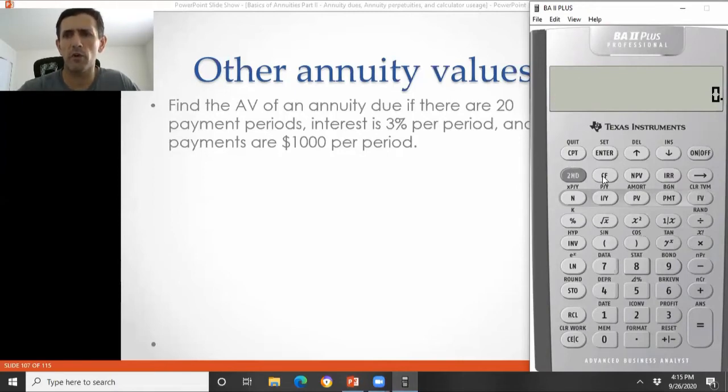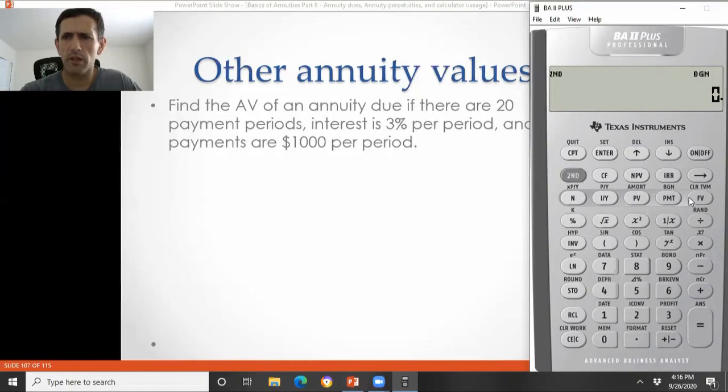So it's fairly straightforward. Let me do clear TVM. And this is an annuity due, so I have to go into begin mode. I don't remember if I mentioned this, but when it says END, it's in end mode, which is annuity immediate mode. Payments are at the end of each period. So we go to second BGN, second set, and then second quit. And you see BGN on top. Hence, we're in begin mode, annuity due mode. Payments are at the beginning of each period. Okay, so this is now straightforward.